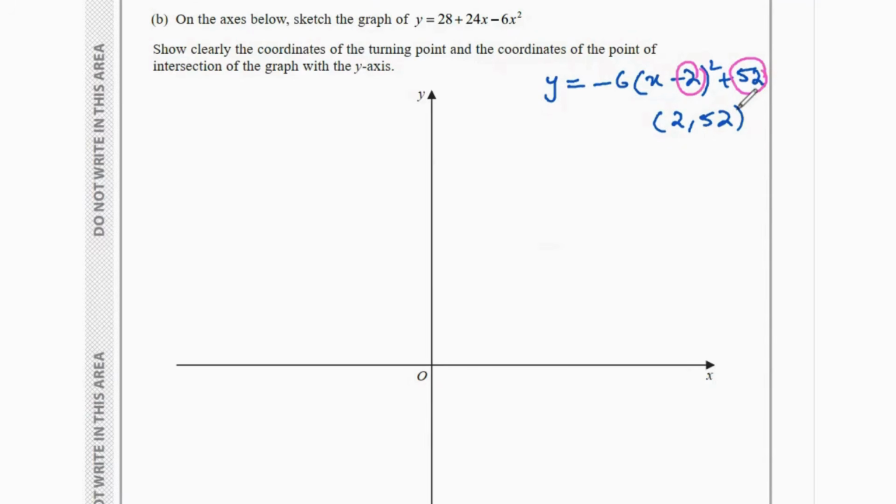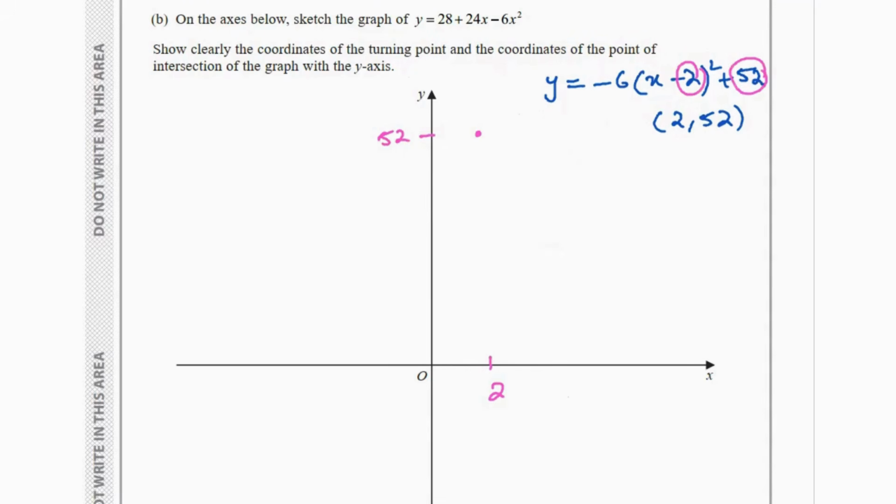The general form of the completing square form is x minus something, not x plus. So if it's x plus, that means the negative sign comes with the coordinate. So the turning point is 2, 52. So x equals 2, y equals 52. So let's say this is x equals 2, this is y equals 52. So that's over here. Now it's saying to show clearly the coordinates of the turning point and the coordinates of the intersection of the graph with the y-axis.